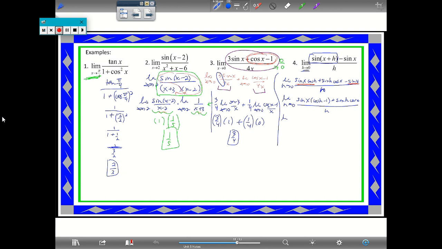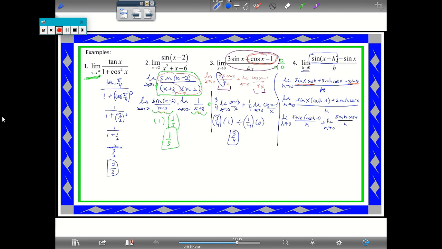So I've got the limit as h goes to 0 of sine x times cosine h minus 1 over h, plus the limit as h goes to 0 of sine h cosine x over h. This is an adding one, right? I've got to have the denominator duplicated. It's not a multiplying one. So if I add those two back together, I get to where I started.